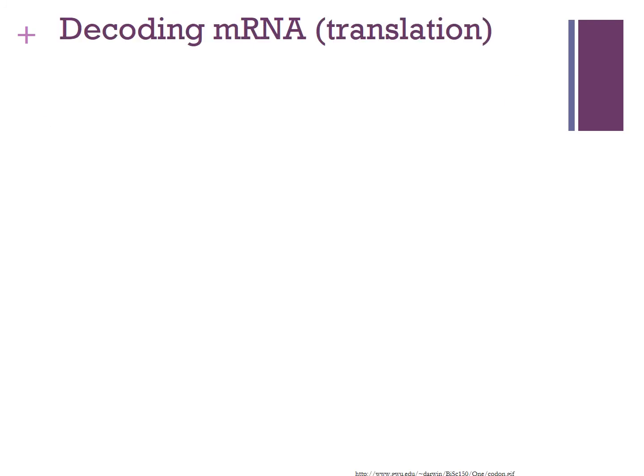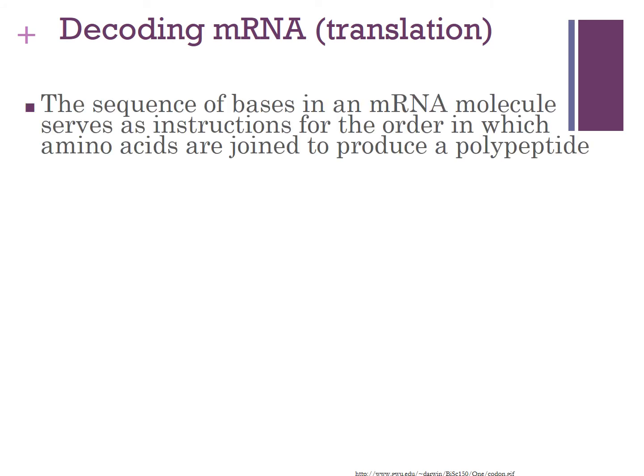So this is how we take this messenger RNA and we make it into a protein. What happens is we have the sequence of bases on messenger RNA, which are going to serve as instructions for what order we want to join the amino acids together to make the protein or the polypeptide. So the mRNA will tell the cell that they need the amino acids in a certain order, and that's the order that they'll be made into a protein in.